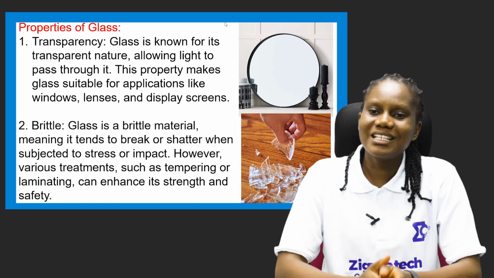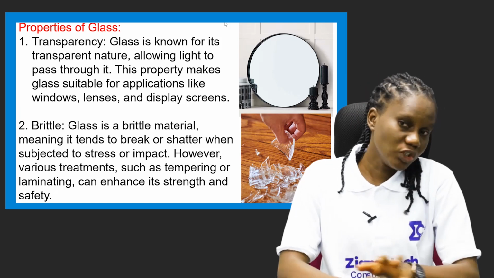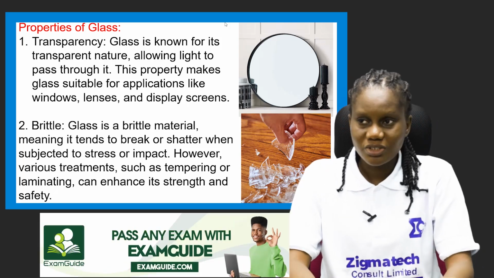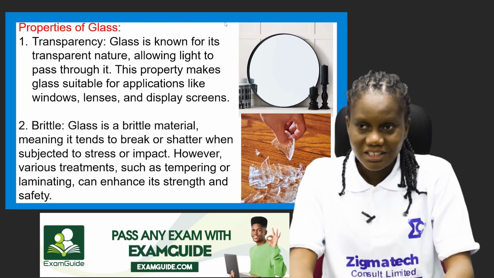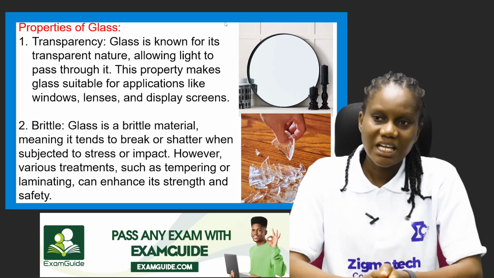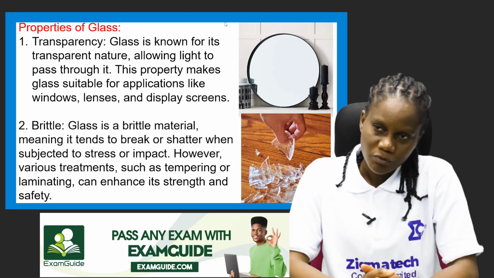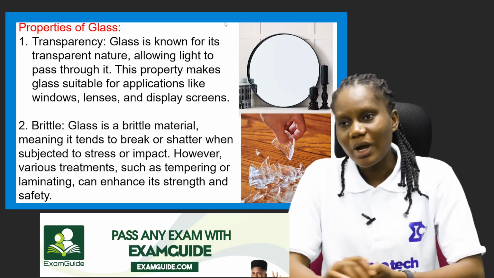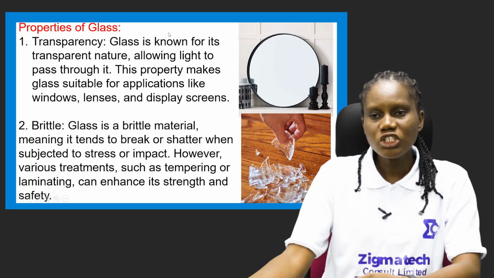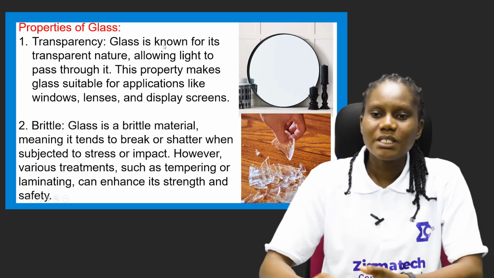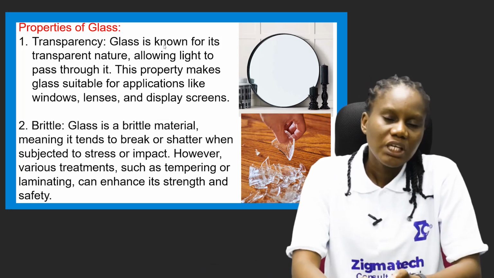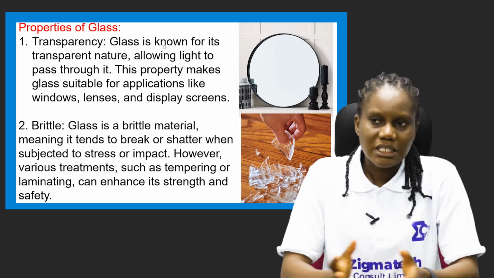This property makes glass suitable for applications like windows. Your windows are transparent. Lenses, that means eyeglasses, are transparent, and display screens are transparent. On the slide there, you have a mirror. So this transparency property has made it useful in the production of these things that I mentioned.